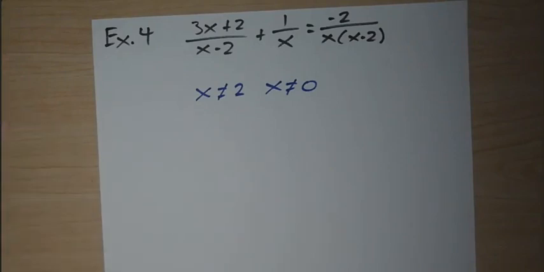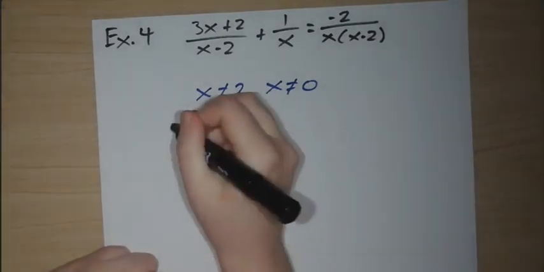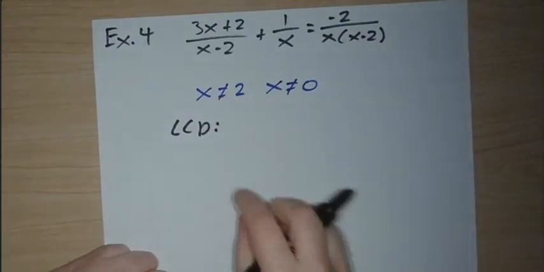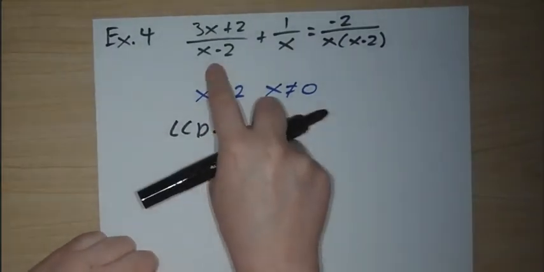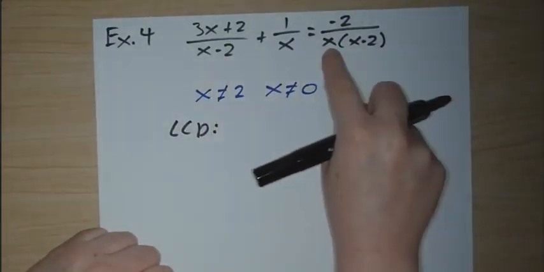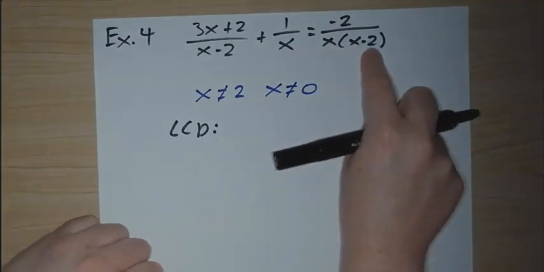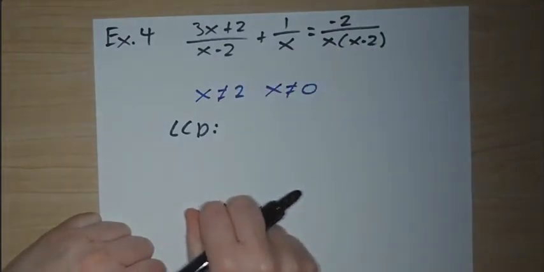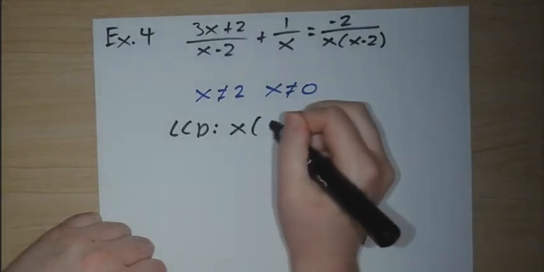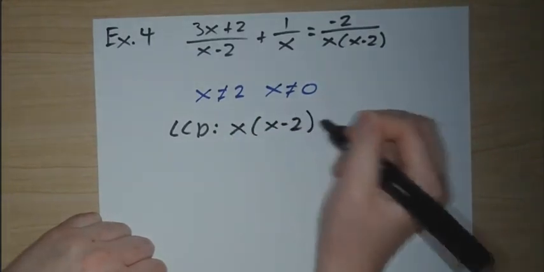What we're going to do next is find our LCD, or least common denominator. So we notice that we have the factors of x minus 2 and x in the denominators. x and x minus 2 have no factors in common, so our LCD is just x times x minus 2.